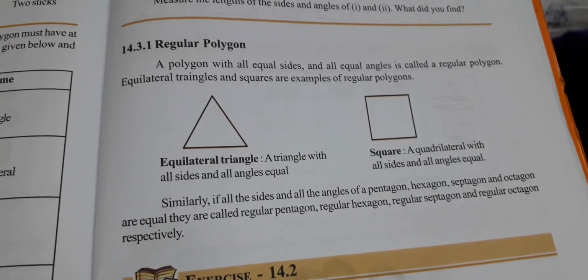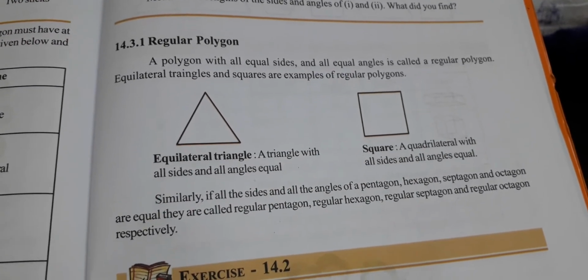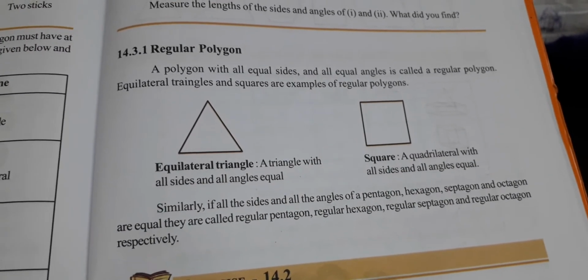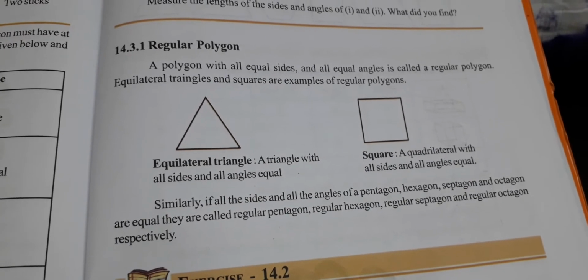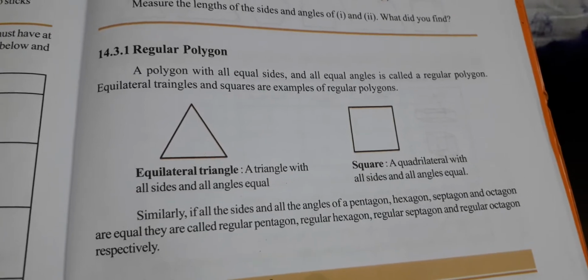Similarly, if there are five sides, all sides are equal, all angles are equal, then what we should call it as? Regular pentagon. Very good. Okay, so now let us see the exercise problems.